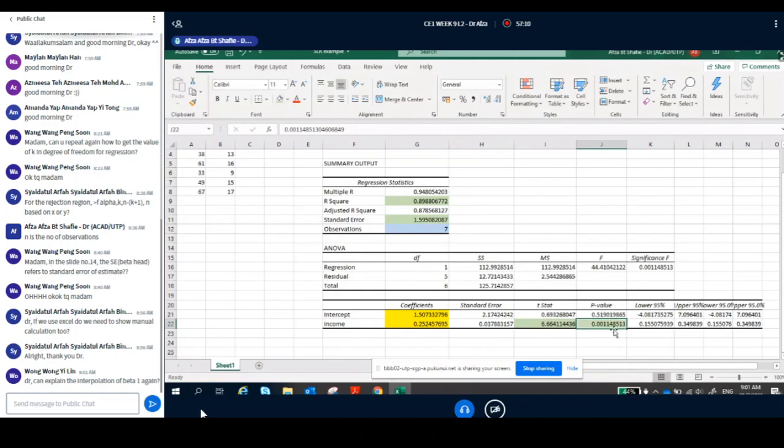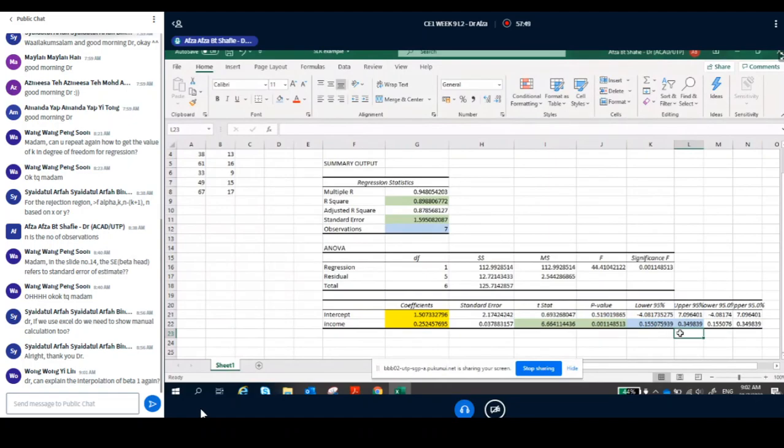Now, the extra thing that Excel has is that it calculates for you the confidence interval for your beta 1 and your beta naught. This is also another test that we normally do, but most of the time we just rely on these four. So the CI is calculated for you, the lower CI and the upper CI. This is an extra test that could be considered to see whether beta 1 is actually equal to 0 or not.